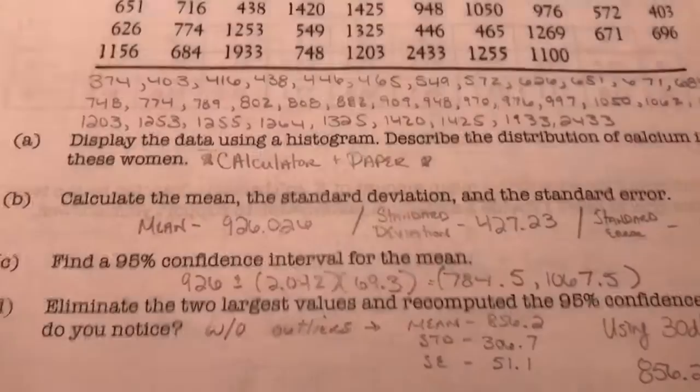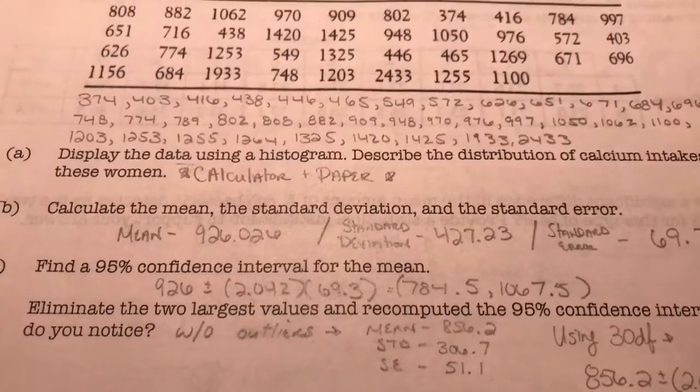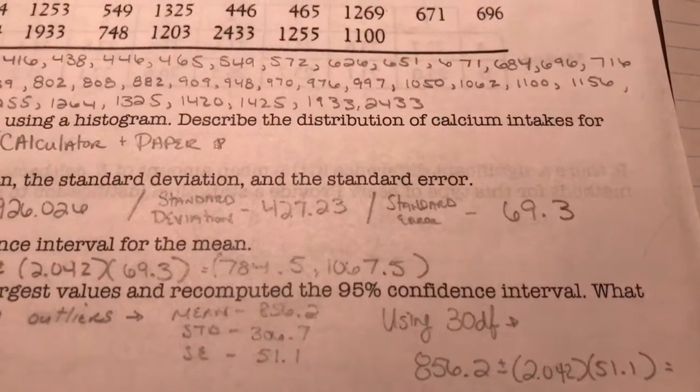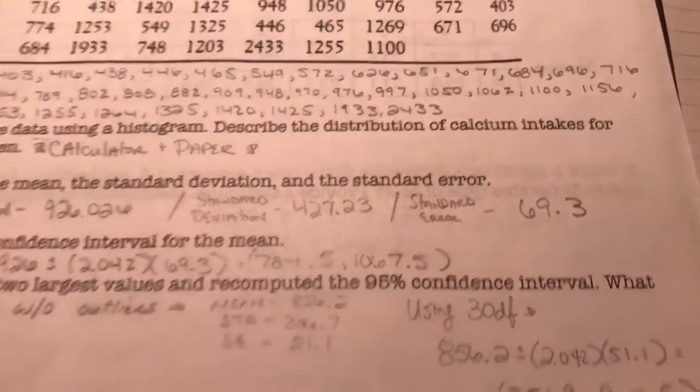Now part B wants you to calculate the mean, standard deviation, and standard error. When you plug all those formulas in, your mean is going to be 926.026 and your standard deviation is going to be 427.23 with a standard error of 69.3.